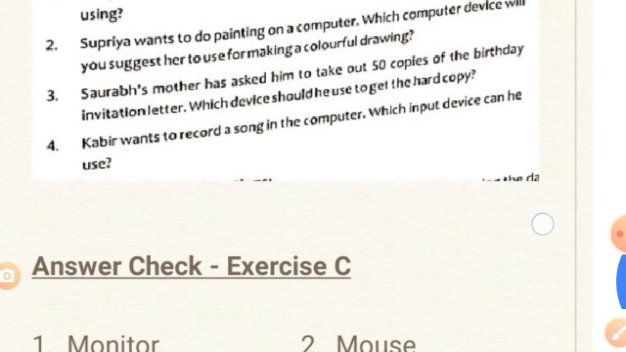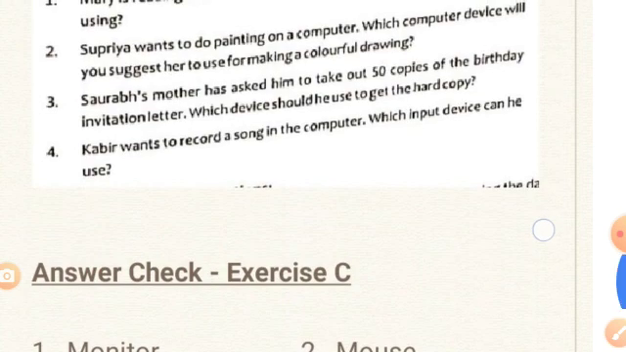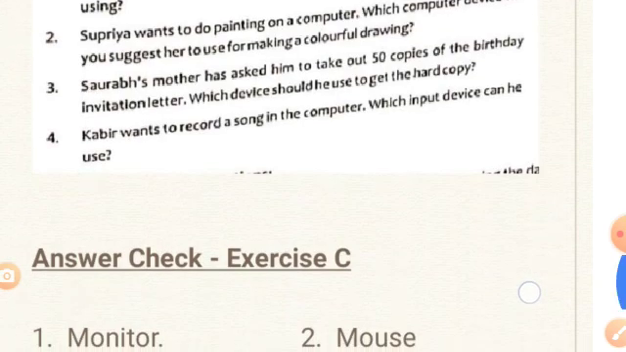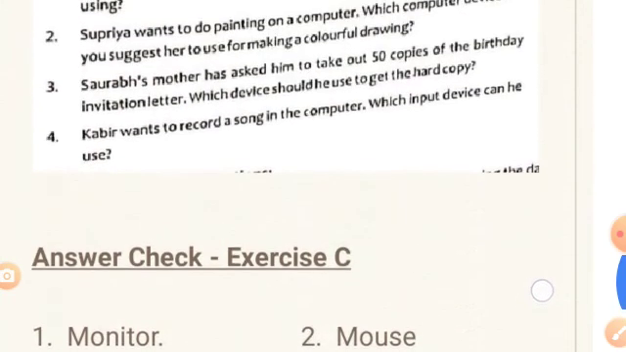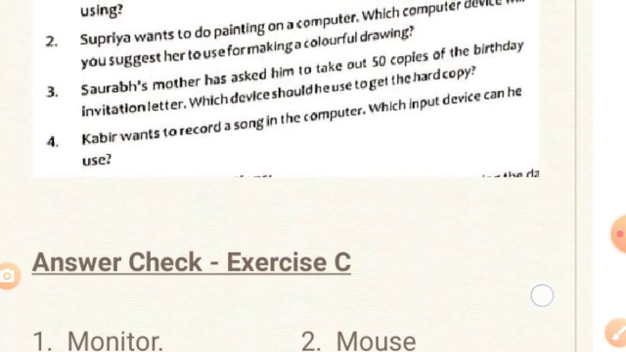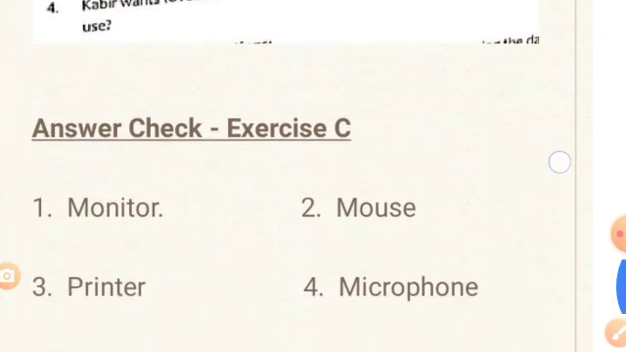Saurabh, question number 3. Saurabh's mother has asked him to take out 50 copies of the birthday invitation letter. Which device should he use to get the hard copy? Yes, are you ready? Check your answer. Number 3, printer. Kabir wants to record a song in the computer. Which input device can he use? It is microphone.